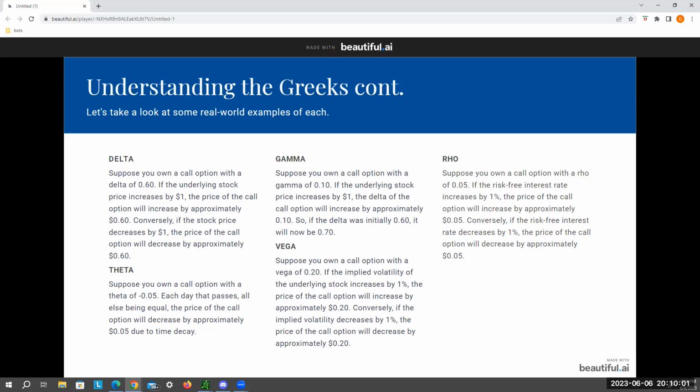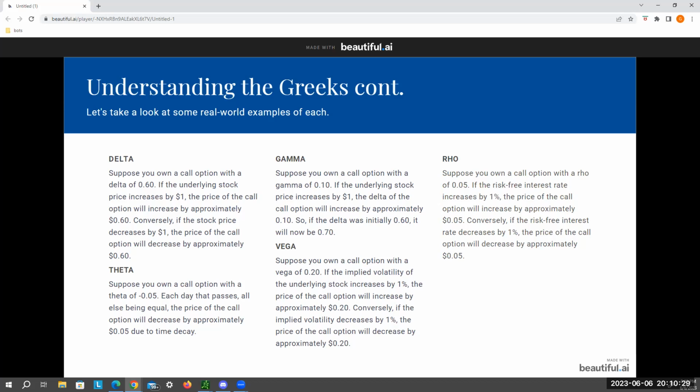The theta. Suppose you own a call option with a theta of 0.05. For each day that passes, with all else being equal, the price of the call option will decrease by approximately 5 cents due to time decay, which is $5. So if your call option was $100 and the price stays the same into the next day, your contract tomorrow will be worth $95. Does that make sense? Yep.